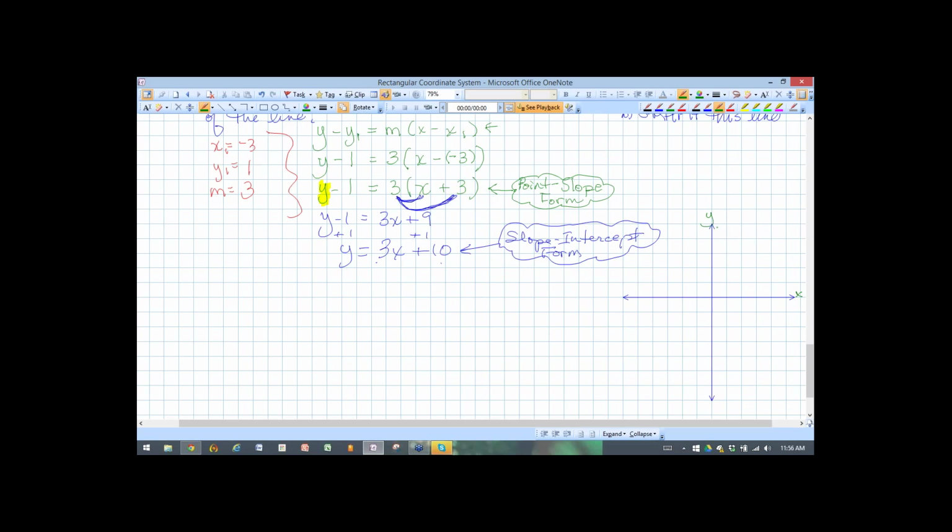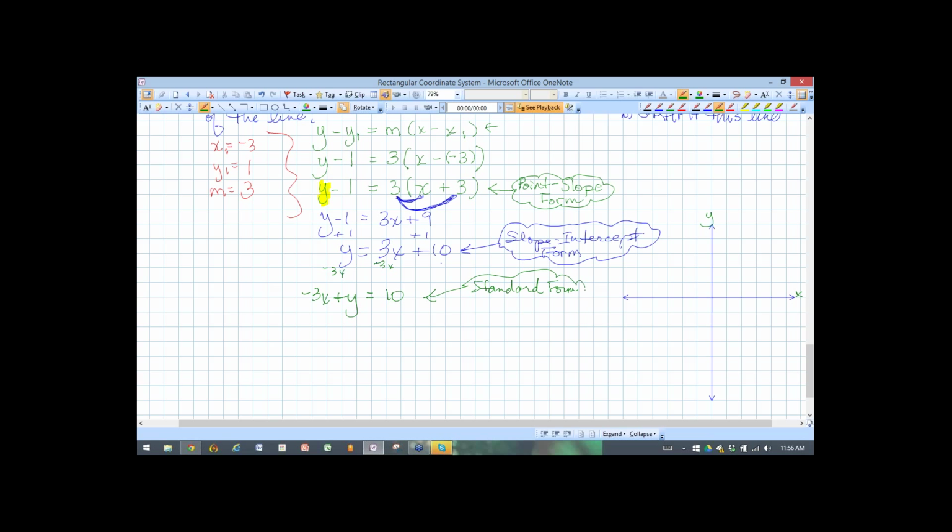Two simple points I can choose, by the way. Oh, I forgot the other form. By the way, quickly, standard form would be this, right? If we subtract 3x from both sides, we have negative 3x plus y is equal to 10. This would be our standard form, where you have x and y on one side and the constant term on the other. So now we have all forms.